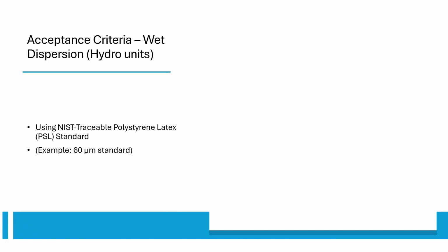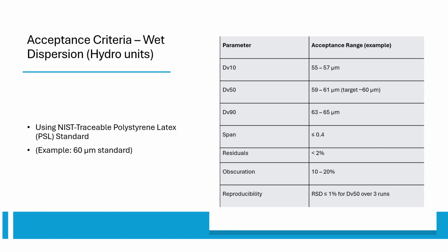So let's take an example of the NIST traceable polystyrene latex 60 micron standard, right? So here you can see, the DV10 parameter should fall within the limit of 55 to 57 micron, right? And DV50 particle size should be 59 to 61 micron, and for the DV90 parameter this should be 63 to 65 micron, and the span should be less than or equal to 0.4, and residuals should be less than 2%, and obscuration 10 to 20%, and the reproducibility, that is RSD, should be less than or equal to 1% for DV50 over 3 runs, right?